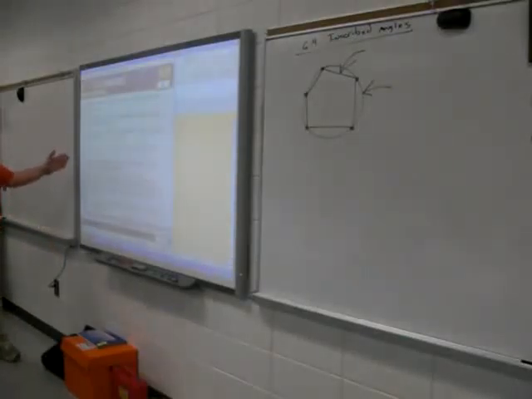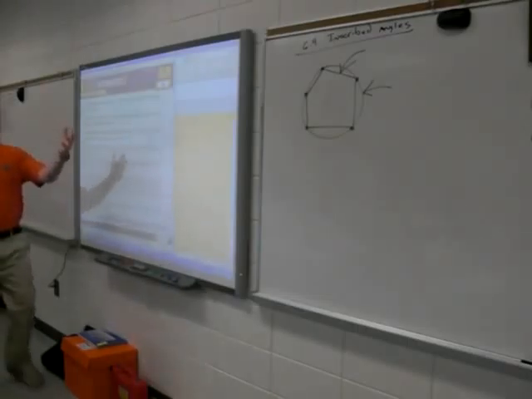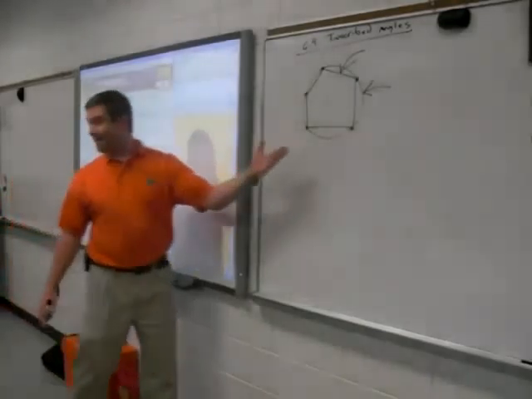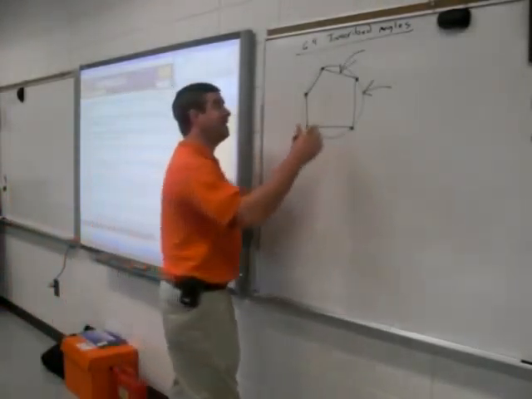Now moving on to polygons. We've got to talk about the relationship of polygons inside of a circle. So here's a polygon. More specifically, if it has 5 sides, what kind of polygon is it? It's a pentagon. It has 5 sides.